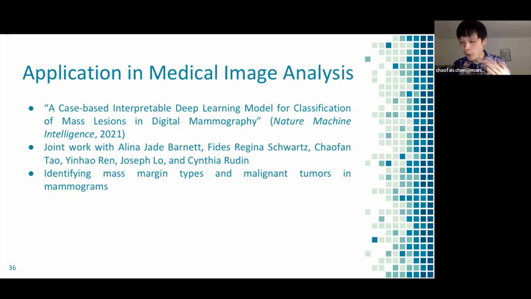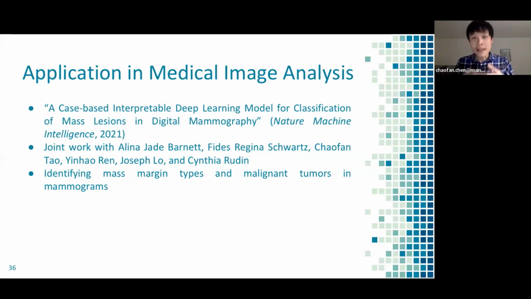We extended our work in ProtoPNet to the study of mammograms. In particular, we focus on the problem of identifying mass margin types of breast tumors in mammograms. The goal here is to learn a set of visualizable prototypes that correspond to different BI-RADS features. BI-RADS features are those features that are used by human radiologists to determine if someone's tumor is cancerous.